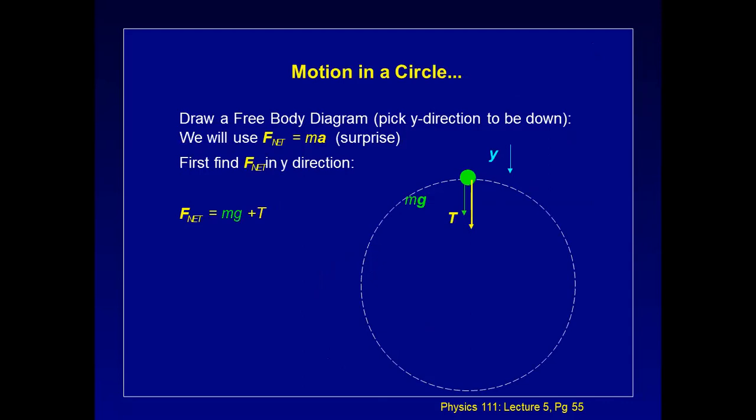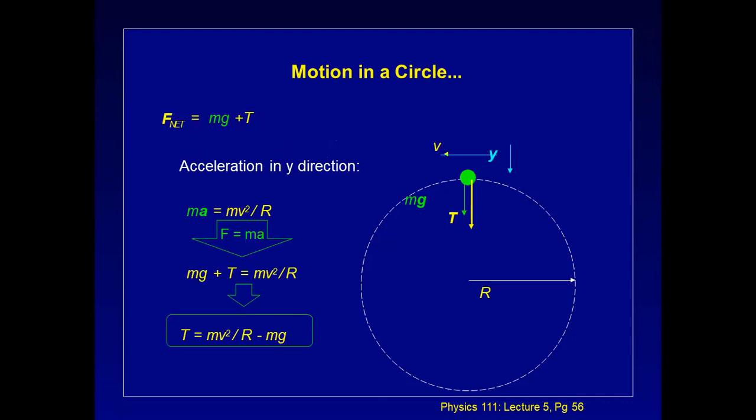Draw a free body diagram for this type of problem. At the top of the trajectory of the rock, we have the tension pulling downwards and the weight of the rock pulling downwards as well. So F net is equal to the weight plus the tension, mg plus T. We have the acceleration in the y direction, ma, which is mv squared all over r.